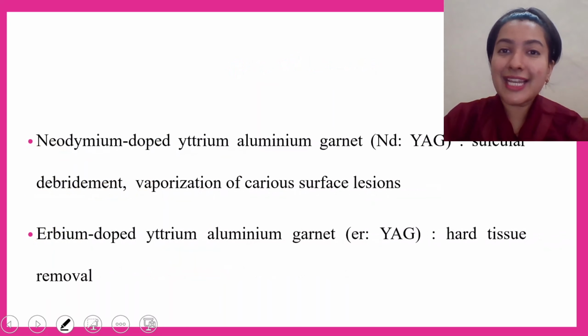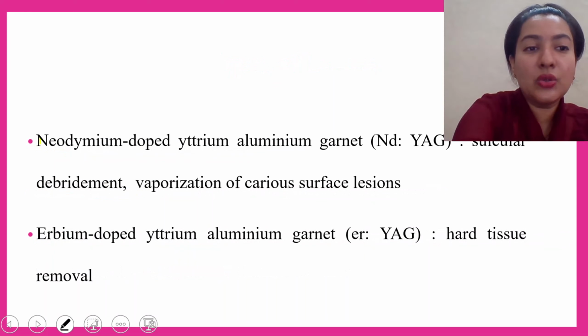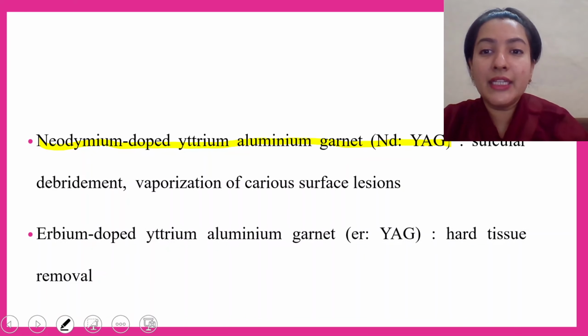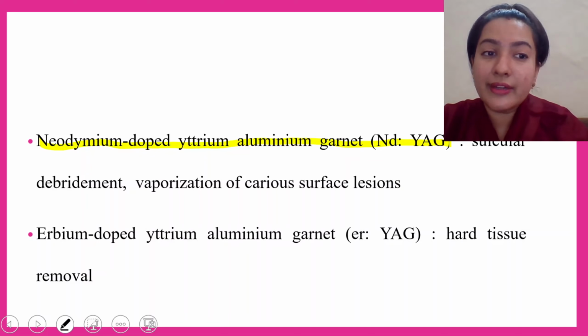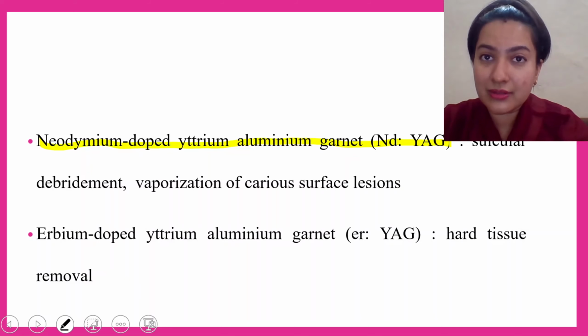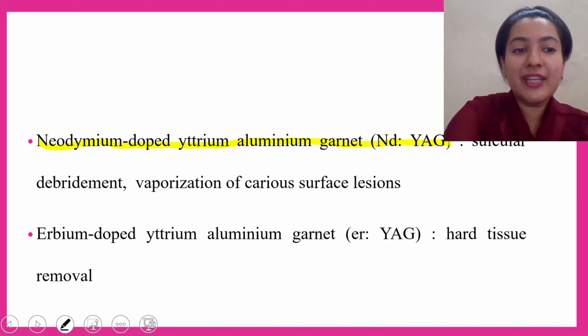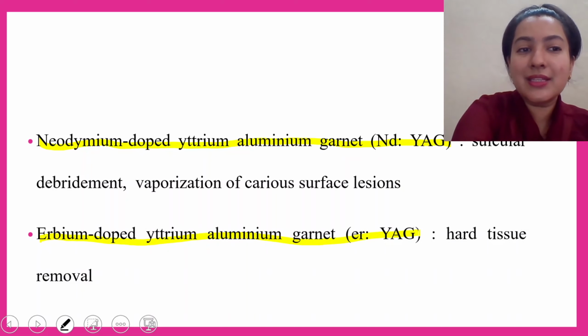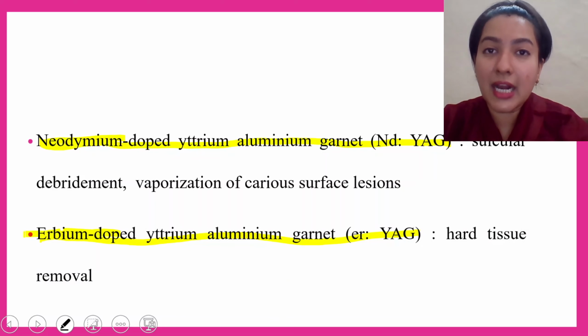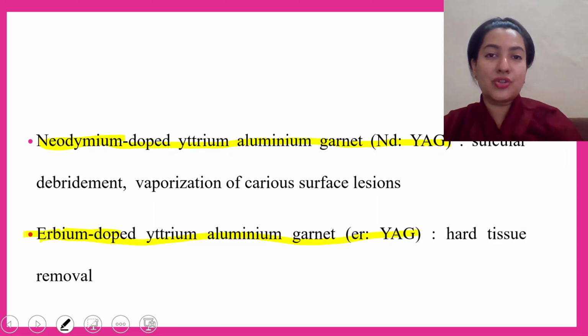The next type of laser which we have is neodymium doped yttrium aluminium garnet, Nd:YAG. This is used for circular debridement and vaporization of carious surface lesions. The next laser which we have is erbium doped yttrium aluminium garnet. This is a hard tissue laser, because it is used for hard tissue removal.